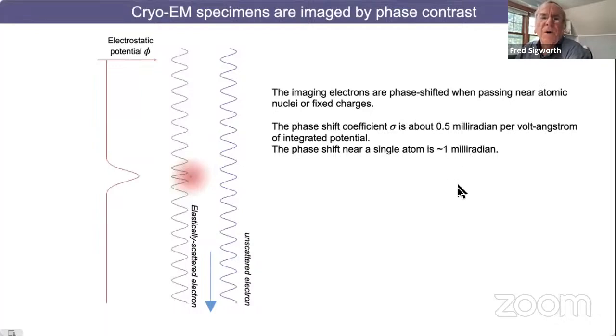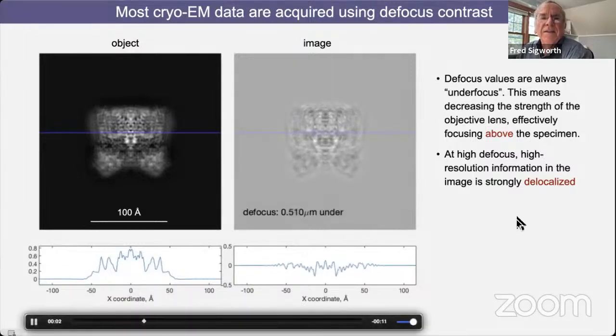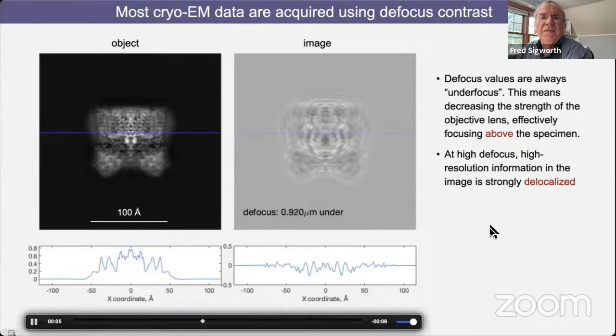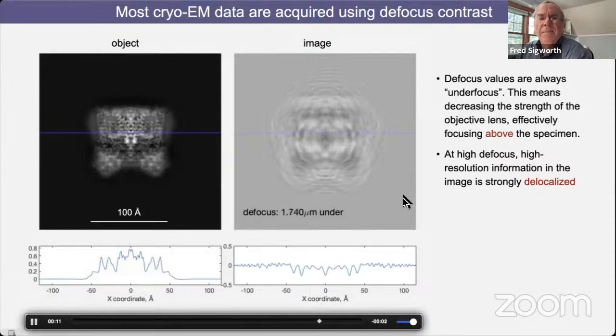And the phase shift is really small. There's this interesting coefficient that says you get about 0.5 milliradian, so what's that, 1/16 of a degree of phase shift per volt angstrom of integrated potential. So what we do is we defocus the microscope in order to see our object. As we change the amount of defocus, we get different looking representations of our original object. We defocus in a way that's called underfocus, and I'll tell you why later.